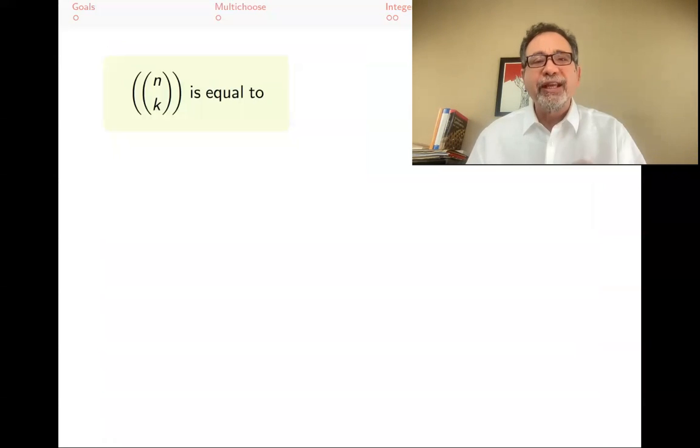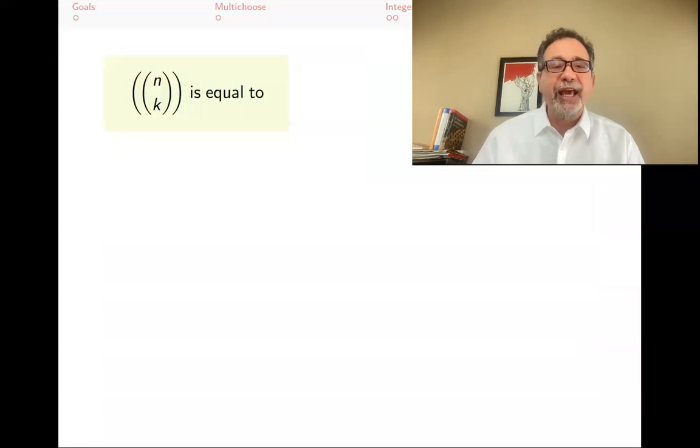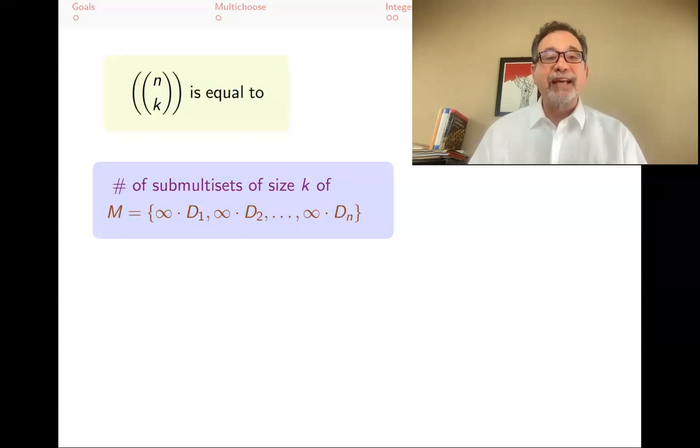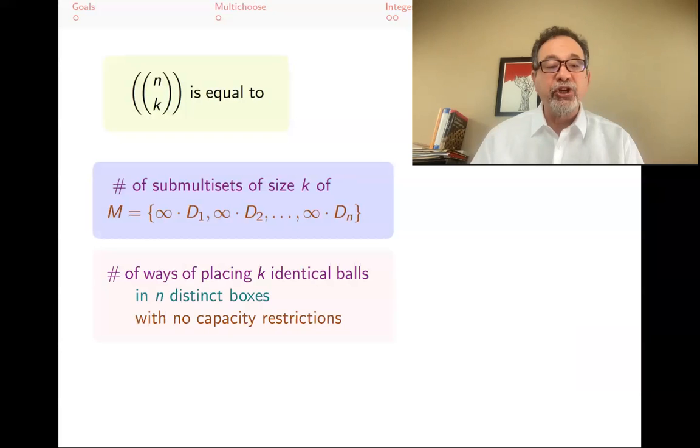Okay, so now what did we decide about this N multichoose K? We decided that by definition, it is the number of sub-multisets of size K of a multiset with N types of elements and infinite repetition numbers. It's also the number of ways of placing K identical balls in N distinct boxes with no capacity restrictions.